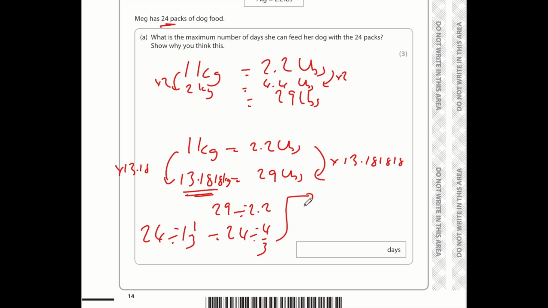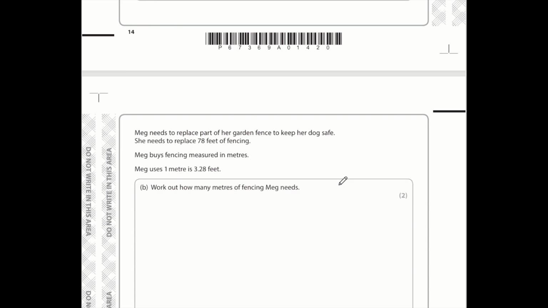Let's just take the working up here. And remember that when you're dividing by a fraction, what you need to do is flip the fraction and turn it into multiplication. So 24 times by 3/4. So that's 24 times 3 divided by 4, and that comes to 18 days. So 18 days is the maximum number of days that she can feed that medium-sized dog.